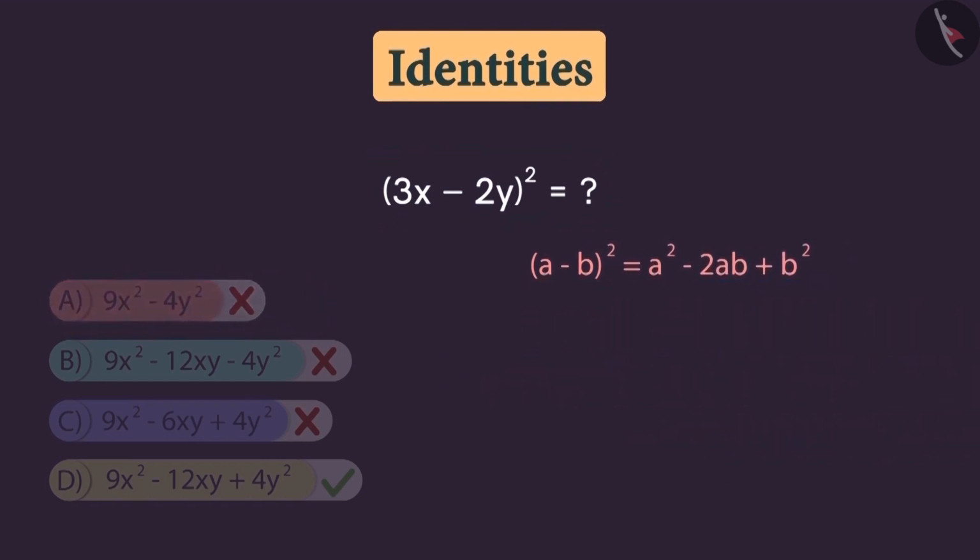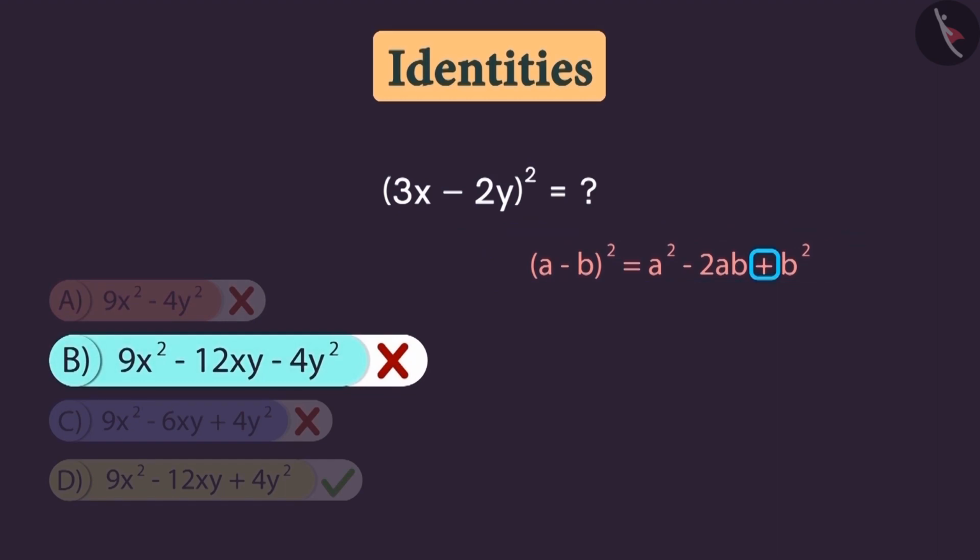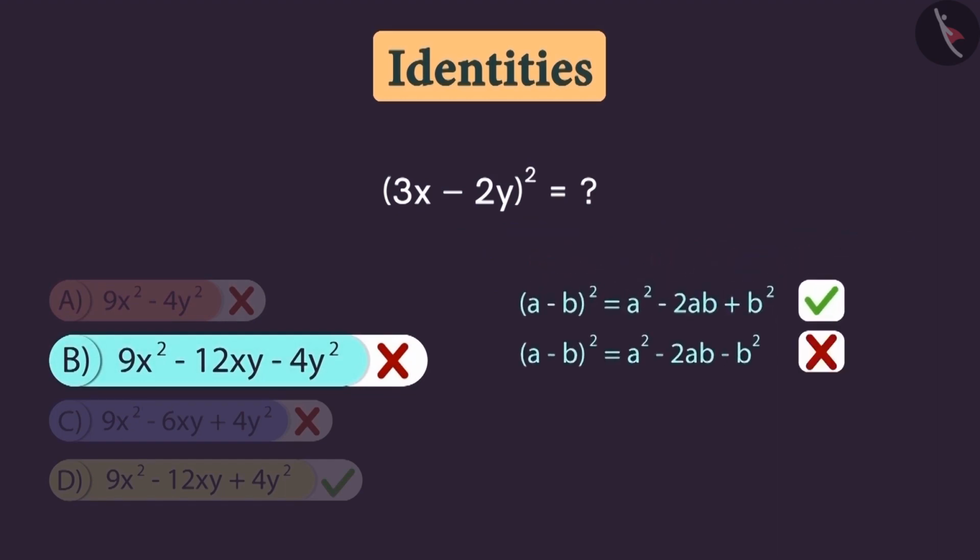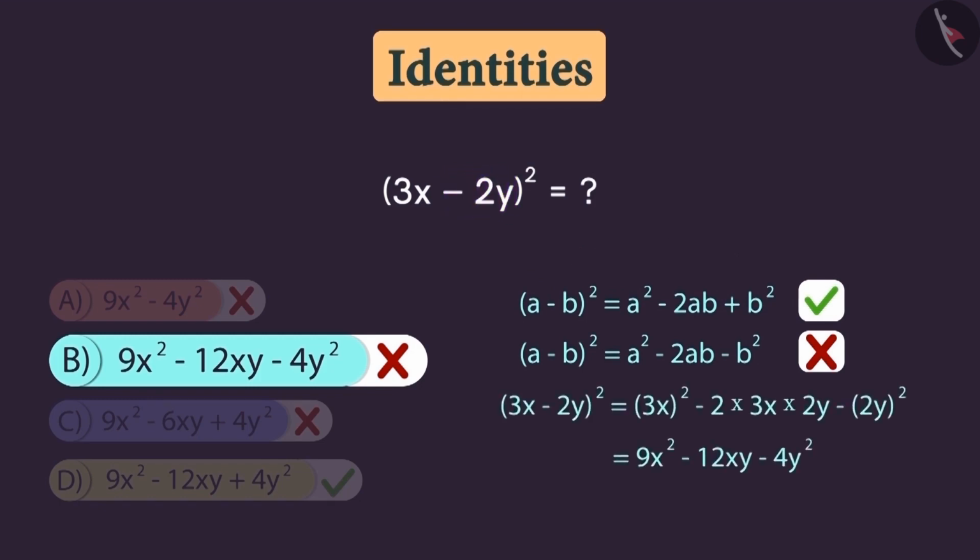Now while expanding this, some of us apply this identity, but we write the minus sign over here like this. We tend to make this mistake because we see that the minus sign is associated with 2y. And so, while expanding, we write the square of 2y and we write the minus sign as it is, which is incorrect. So, option B is wrong.